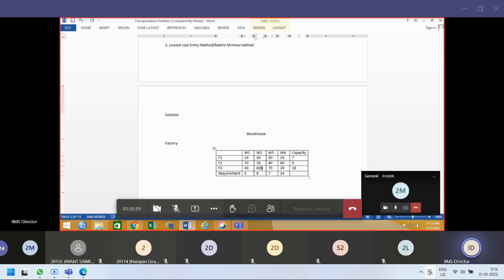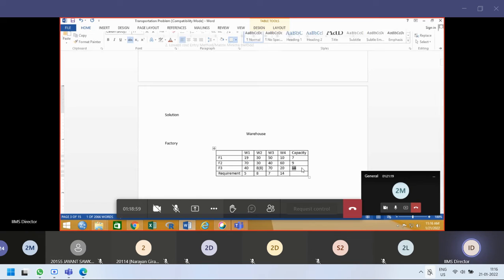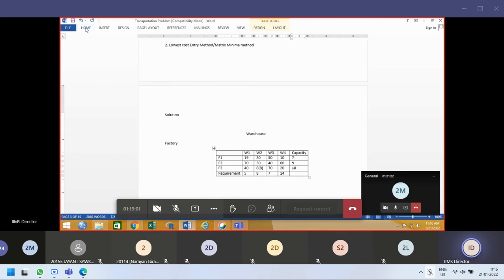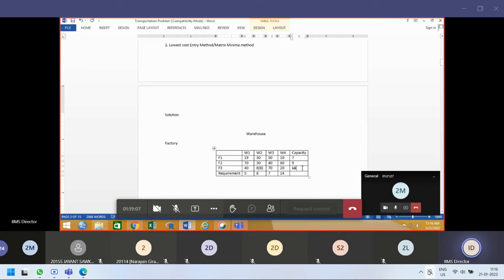Now what is completely blocked? Warehouse 2 is blocked. And how much is remaining? Capacity of F3 is 18. Out of 18, 8 is allocated. So how much is remaining? 10. Am I right? So here 10 is remaining, right? Now this is completely blocked, so I'll make it a different color.